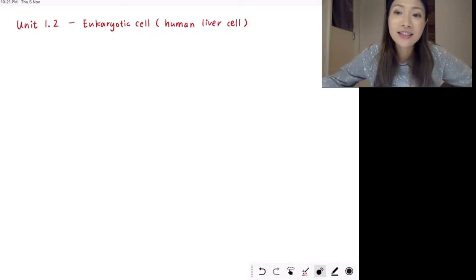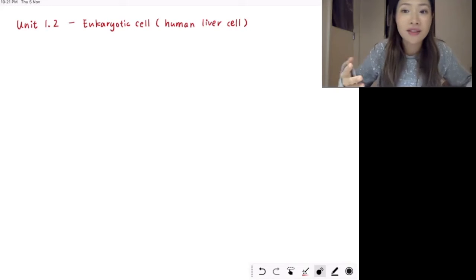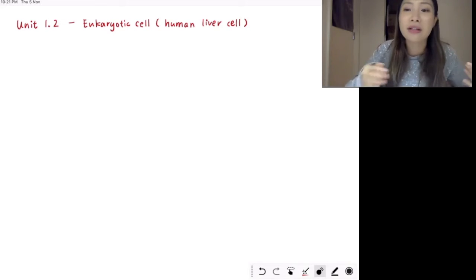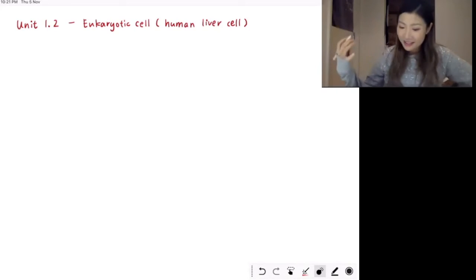So if you're interested to learn how to draw a eukaryotic cell, grab a piece of paper right now, grab a pen or pencil, and let's draw this cell together. Of course, if you already know how to draw this cell, you can skip to the very end of this video and check if yours is similar to mine, or if there is anything you can modify. Anyway, let's get started.